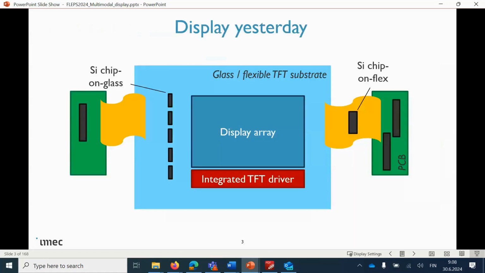So what is the display of yesterday? I tried to make here a high-level block diagram of how it looks, the different parts. You have a big substrate, glass or flexible TFT substrate, where the display array is. And then most likely you have some integrated TFT gate driver, which drives the gates of the display array. And then, of course, there are also silicon chips, either on the same glass or attached on PCBs that are connected with flex to the display.